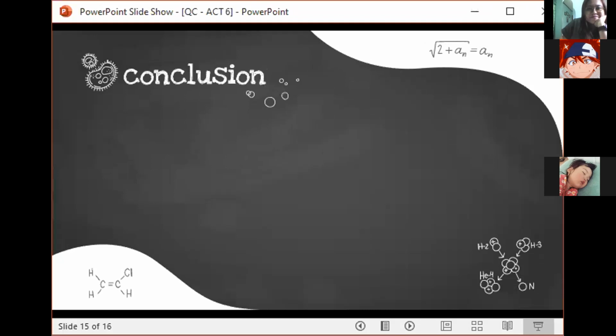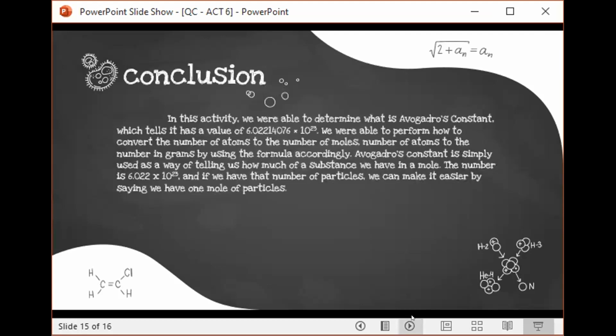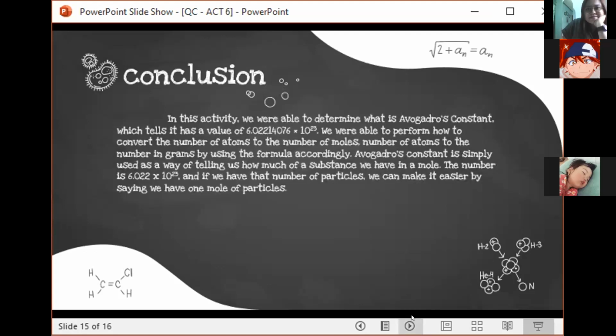In conclusion, okay. So in this activity, we were able to determine what is Avogadro's constant, which has a value of exactly 6.02214076 times 10 raised to the power of 23. And we were able to perform how to convert the number of atoms to number of moles, then the number of atoms to the number in grams by using the formula accordingly.